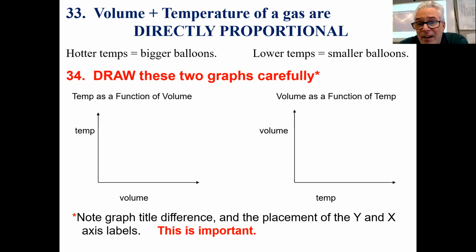Now, on the second graph, it says volume is a function of temperature. Volume goes on the y-axis, temperature on the bottom. Whatever word comes first goes on the y-axis. Don't mix that up. Now, you already know this. When the temperature goes up, the volume goes up because it's directly proportional. For the second graph, when the volume goes up, the temperature goes up. So both graphs are going to look exactly the same.